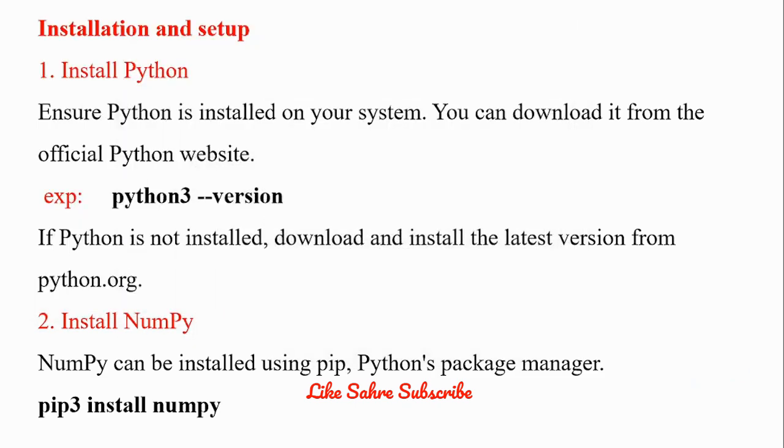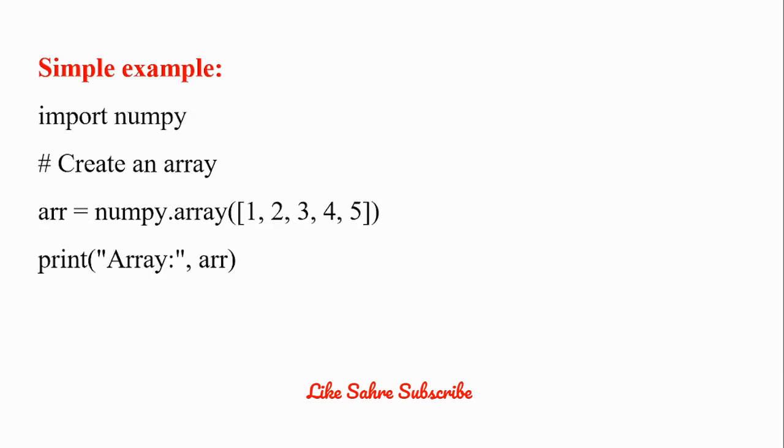After installation of NumPy, we need to go for a simple example. The simple example is import numpy. We are importing the NumPy library, then creating one variable and assigning values, NumPy dot array. I'm assigning the array values 1, 2, 3, 4, 5, like that. Print: we need to call this variable name. I'm checking here. Go to the Jupyter notebook.